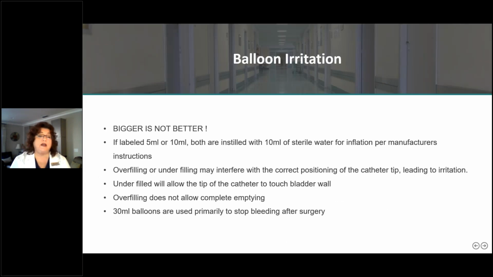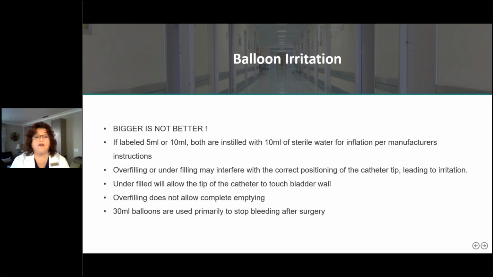So the balloon irritation, bigger is not better. It's not going to help. If it's labeled 5 ml or 10 ml, both can still be instilled with 10 ml of sterile water for inflation, but look at the manufacturer's instructions. That's important. Overfilling or underfilling, like I said, can interfere with the correct positioning of the catheter tip, and that leads to the irritation.